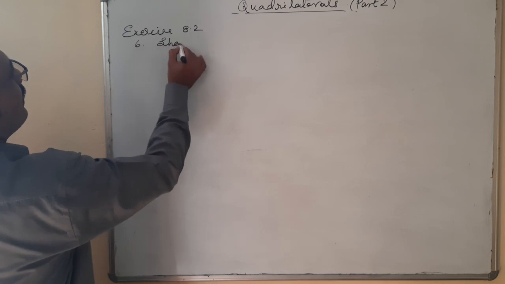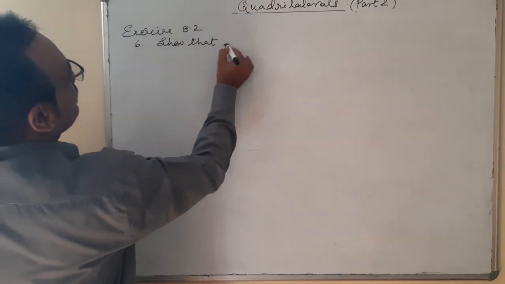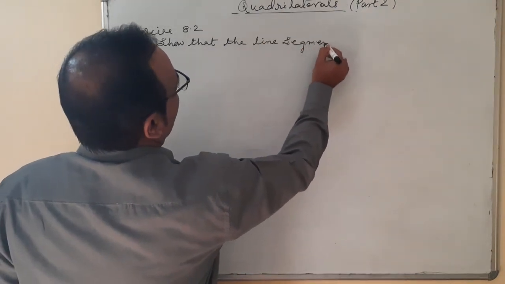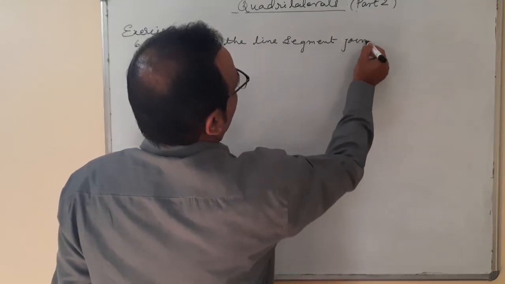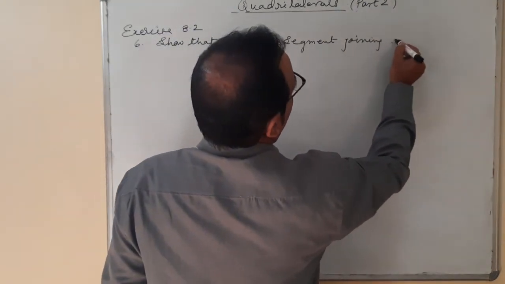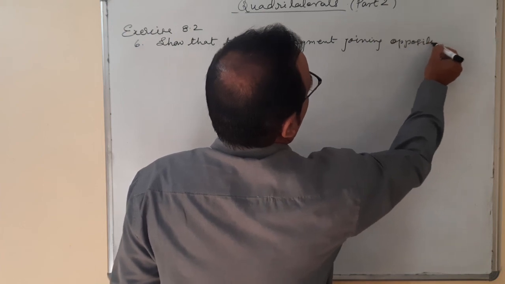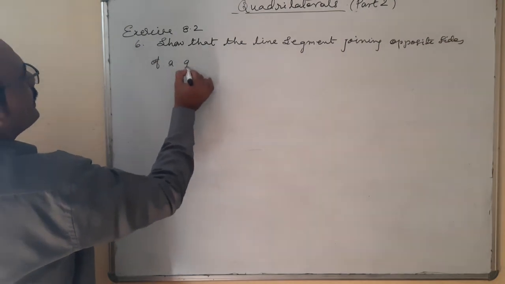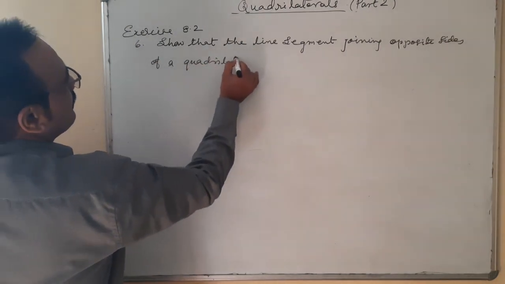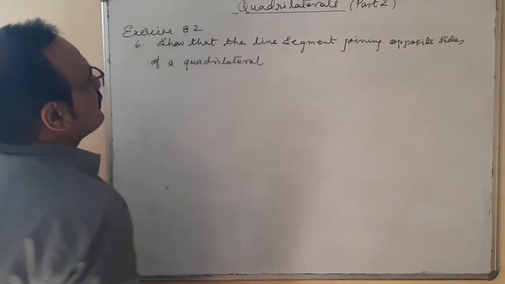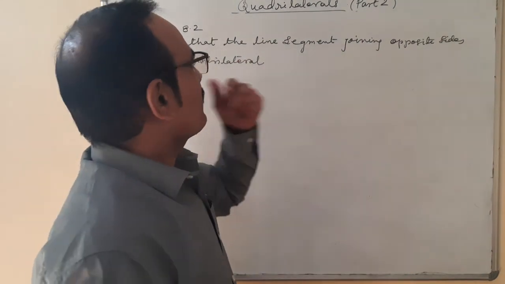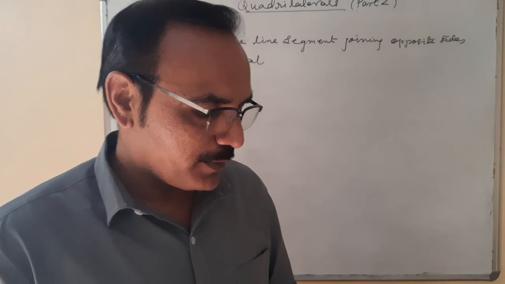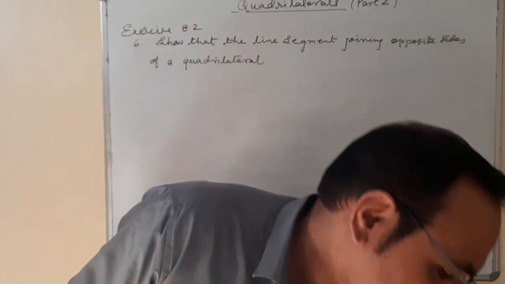Show that the line segment joining the midpoints of opposite sides of a quadrilateral bisect each other.